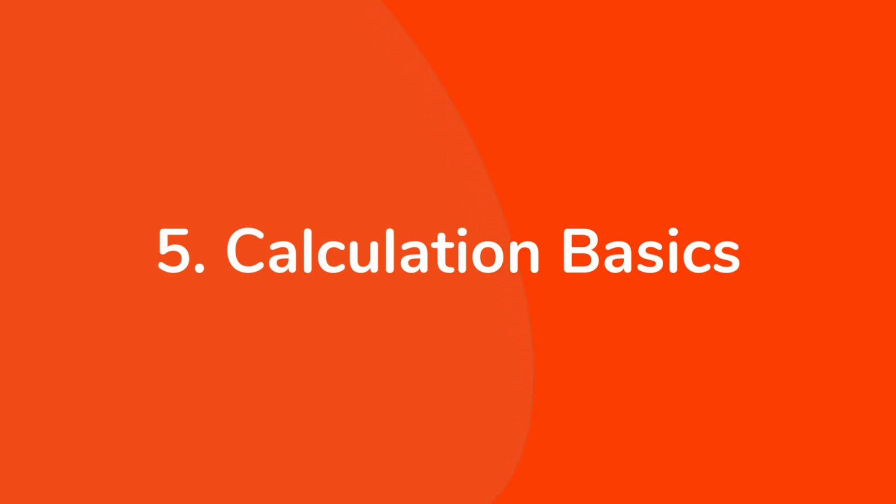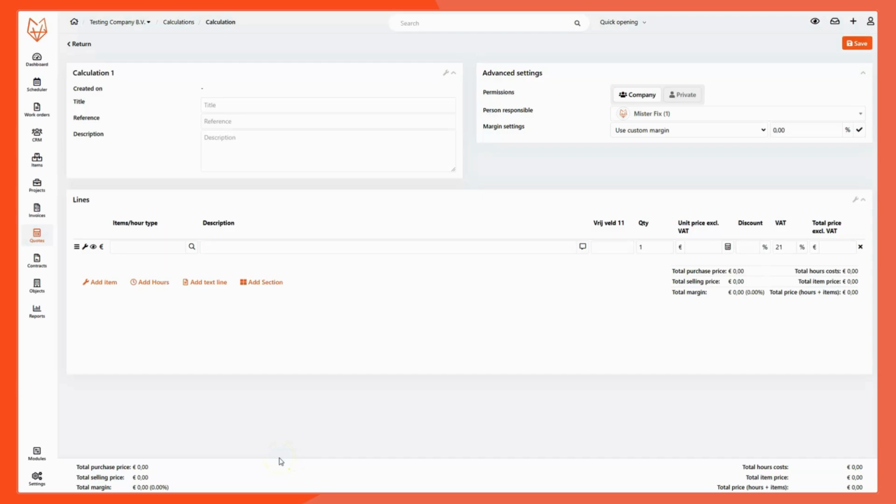Chapter 5. Calculation Basics. In the Calculation module, each entry is key to organizing and managing your calculations effectively. Key information includes the creation date, title, reference, and a descriptive section. The creation date helps you track and sort calculations, while the title and reference make them easy to identify and refer back to. The description provides a detailed explanation, aiding in understanding and future references. This foundational information ensures calculations are well documented and accessible when needed.